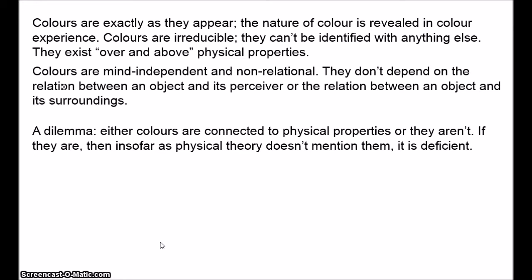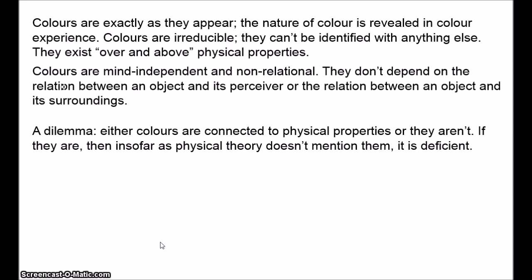Now, if they are connected to physical properties, they must have physical effects, and we ought to be able to test for them by physical means. In other words, if colours are connected to physical properties, then insofar as physical theory makes no mention of colour, physical theory is deficient. Okay? If colours have physical effects, then we would expect that physicists and other scientists are postulating colours to explain various physical phenomena. So if colours are connected to physical properties, it looks like physical theory is deficient. But this seems very unlikely.